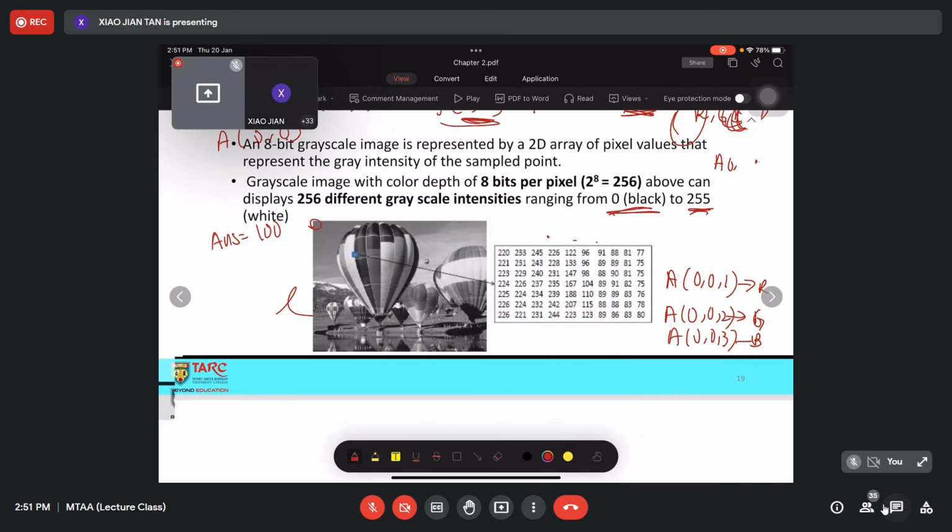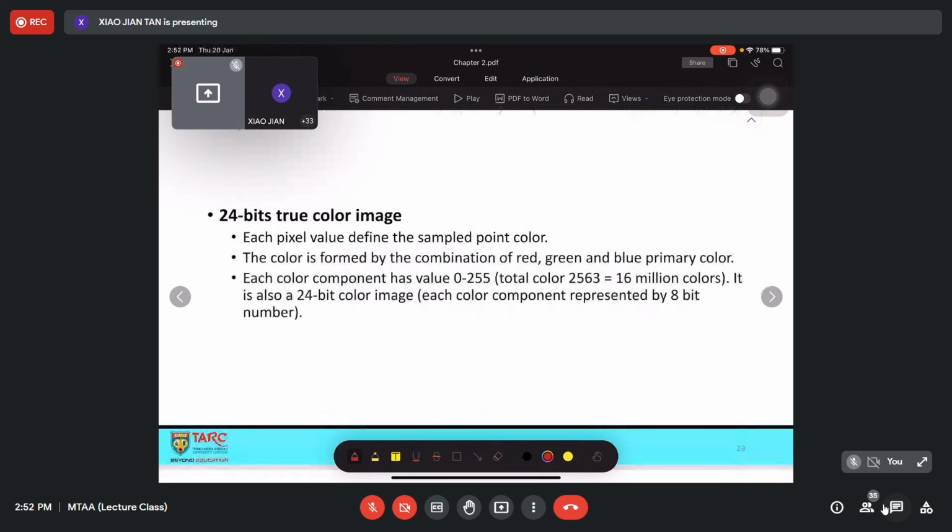Next, a 24-bit true color image. Each pixel value defines the sample point color. The color is formed by the combination of red, green, and blue primary colors. Each color component has a value of 0 to 255. So a total of 256 cubed equals about 16 million colors.